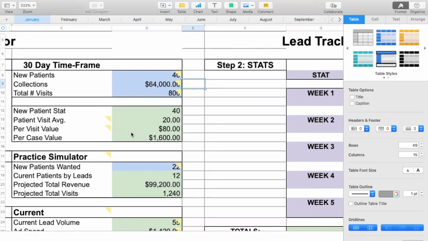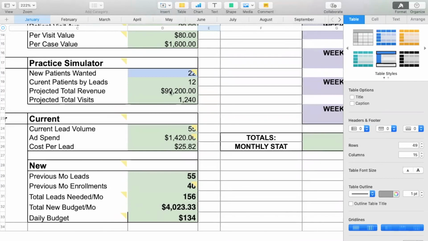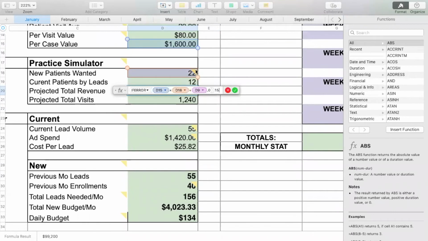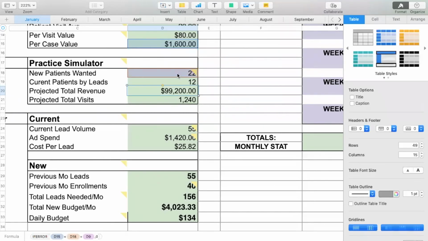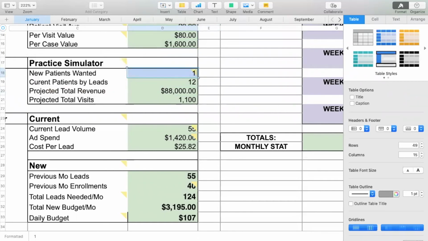Well, all of a sudden, our per visit value is up, our per case value is up. Now, instead of needing 22 patients, we really only need, let's see here. There we go. What happens when we do? Oh, we don't even need 15. We need 12. 12 patients instead of 22.